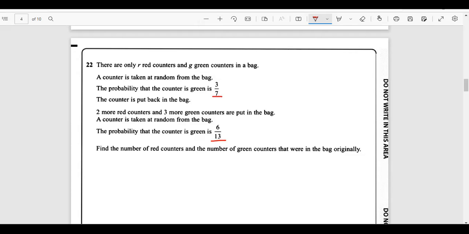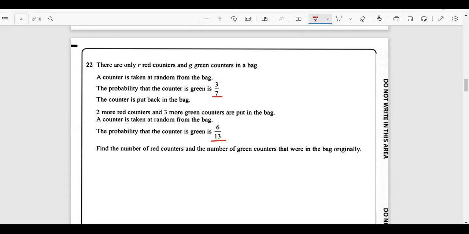So you have two probabilities and you have two scenarios, and you need to find out the number of red and green counters which were there initially in the bag. Yes. So I'll guide you for the first part, and then we'll make an equation for the first part, and then you can think about the second part.